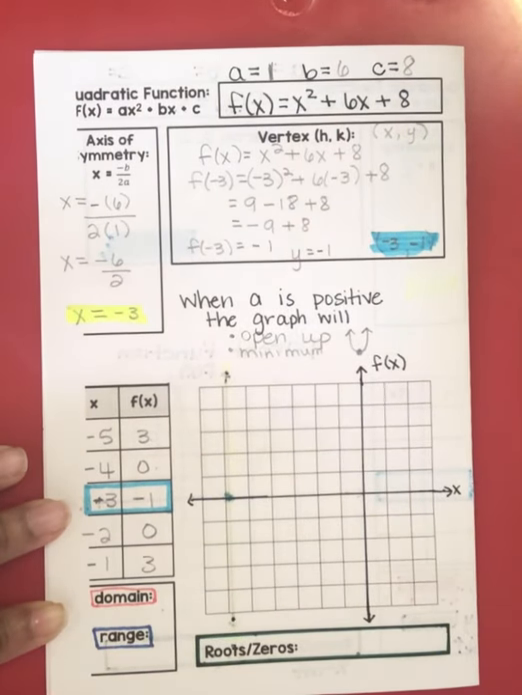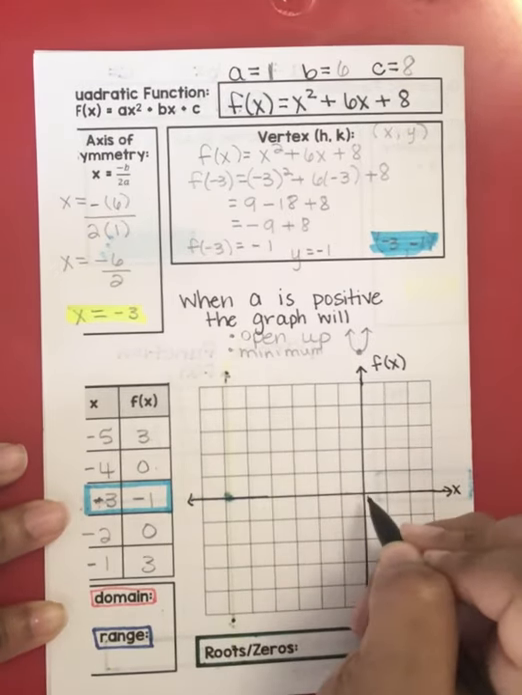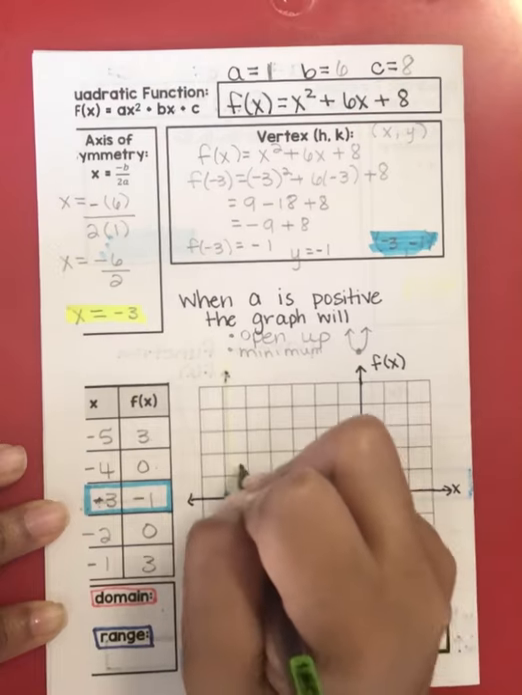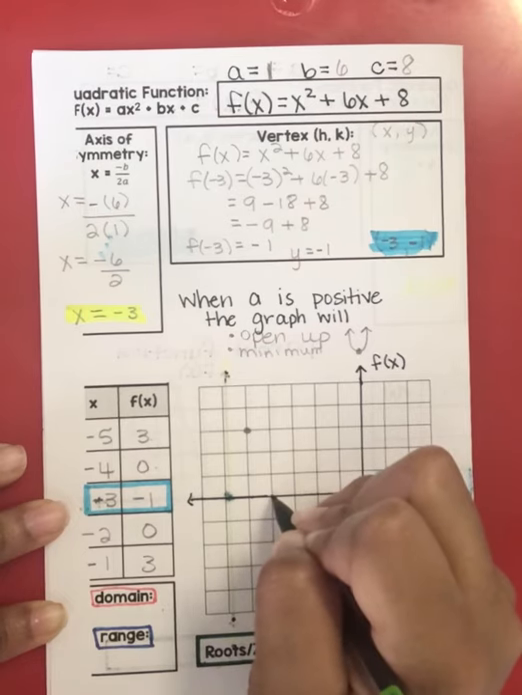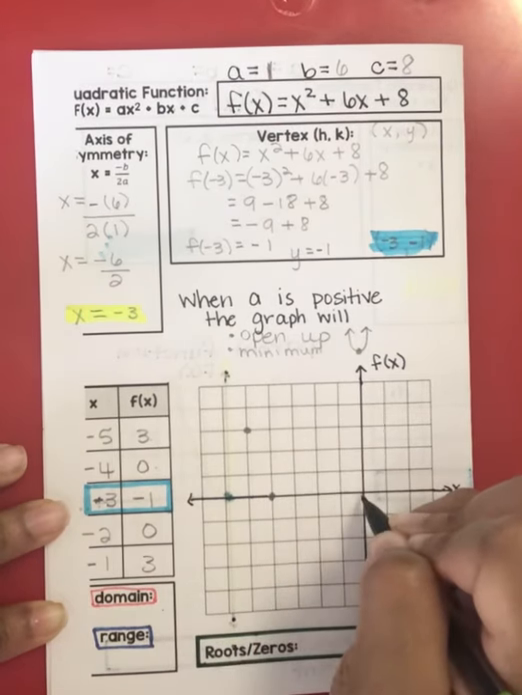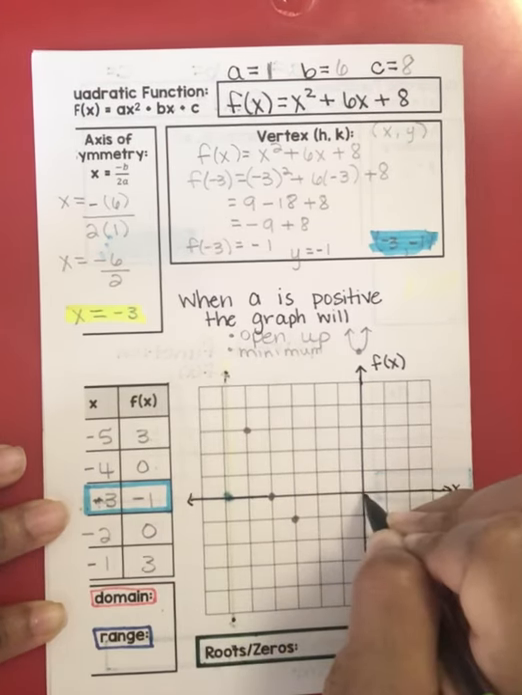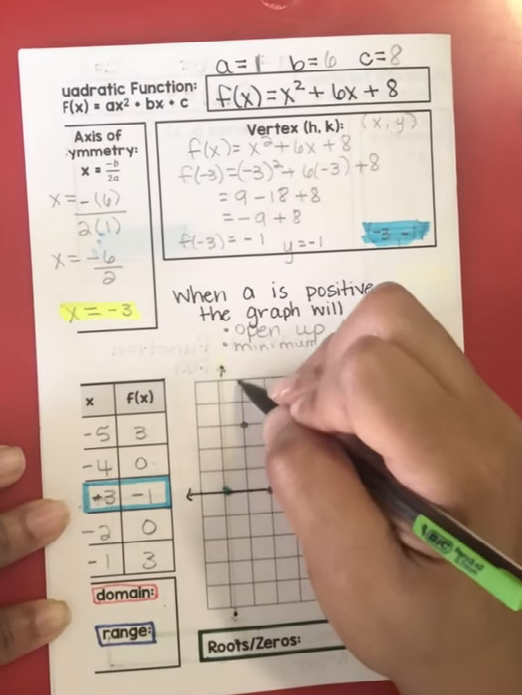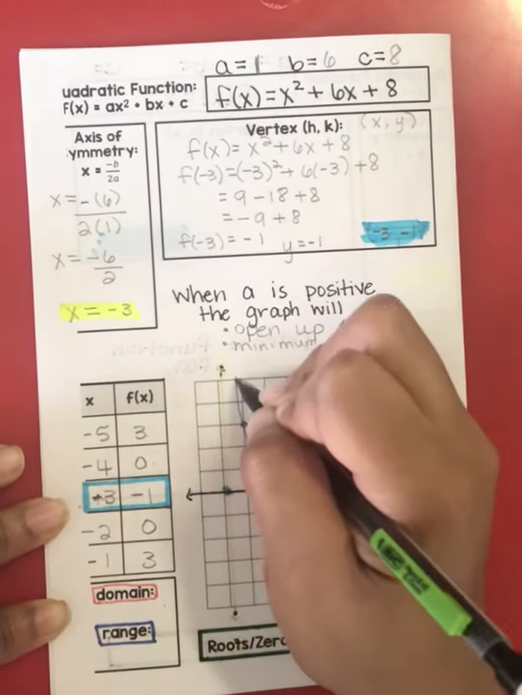Now I need to graph these points. This is my x-axis and this is my y-axis. So I have negative 5 and 3: negative 5 for x and a positive 3 for y. A negative 4 for x and a 0 for y. A negative 3 for x and a negative 1 for y. A negative 2 for x and a 0 for y. And then a negative 1 for x and a positive 3 for y. Let's connect the dots. And I have a nice symmetric parabola.